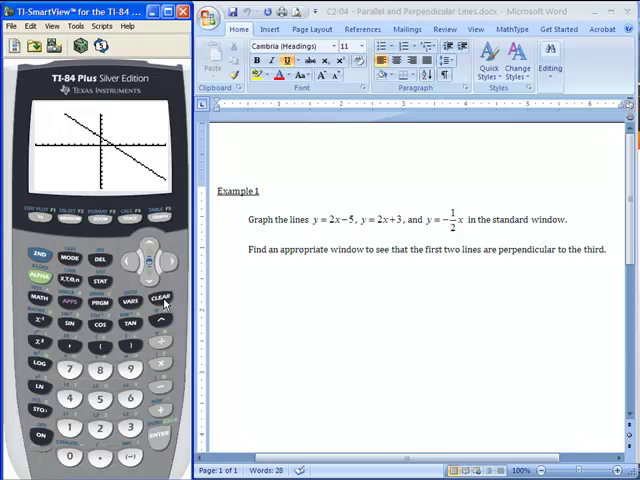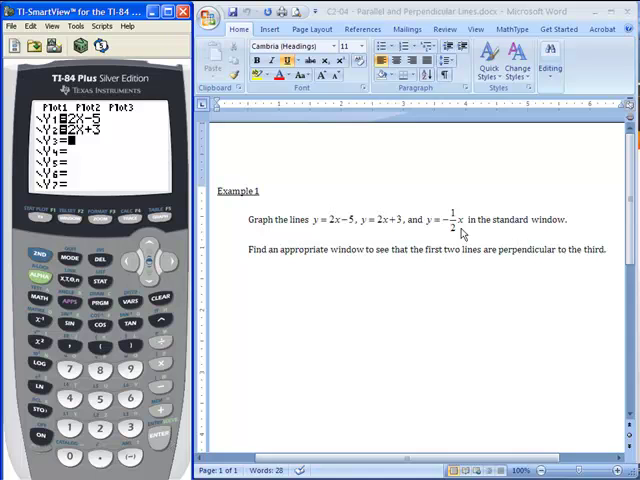Alright, so I'm going to clear off the stuff that I was doing before here, and we'll go into the y equals menu. I'll clear out any previous equations that I have. And I'm going to put 2x minus 5 into y1. So I'll press 2x minus 5 and then enter to store that into y1. And then our second equation, y is equal to 2x plus 3, store that in y2. So I'm going to type 2x plus 3 and press enter.